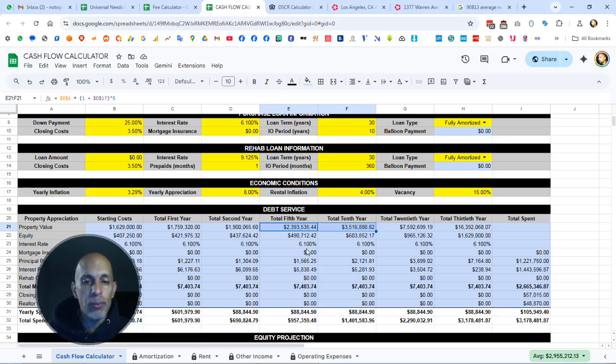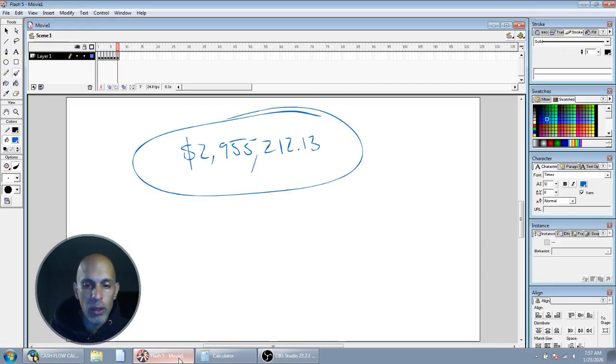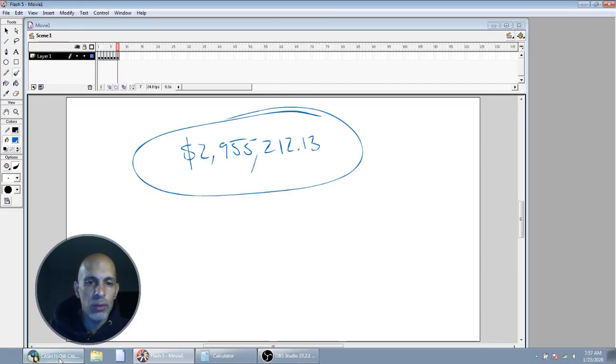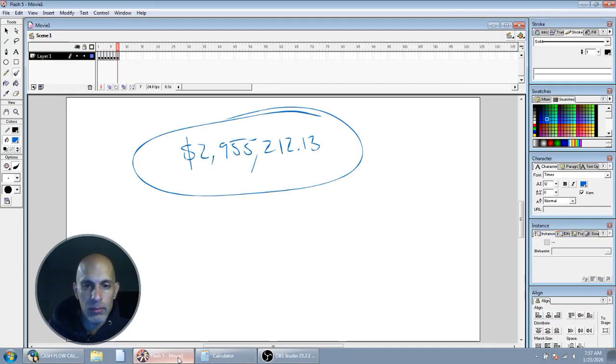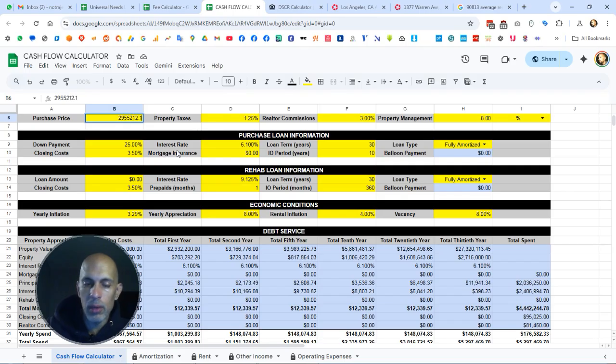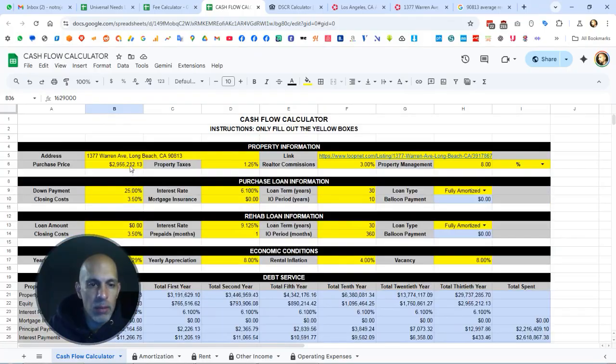the numbers for the costs in those years, because it's not just about doing the cash out refi and the operating expenses stay the same. We also have to take into account the fact that costs are going to go up. So let's use this number instead, 2,955,212.13. We're staying at 25%. Let me copy and paste this number here.